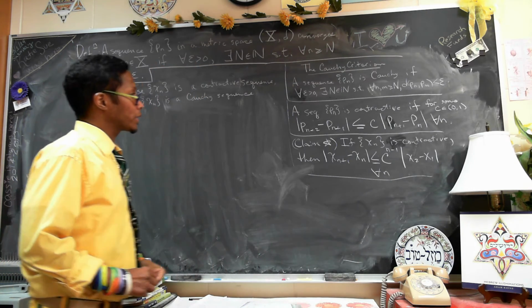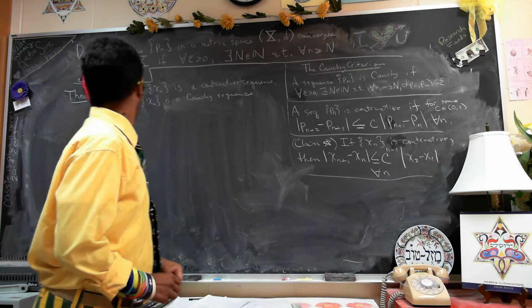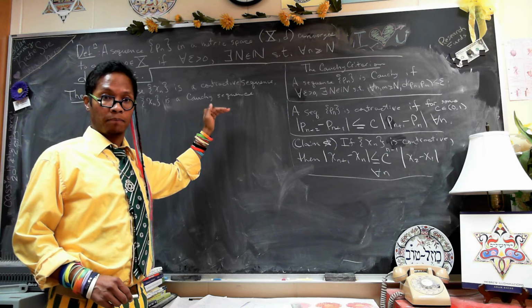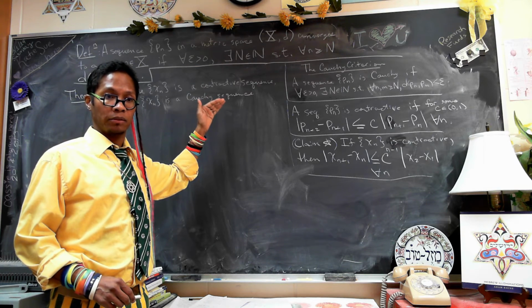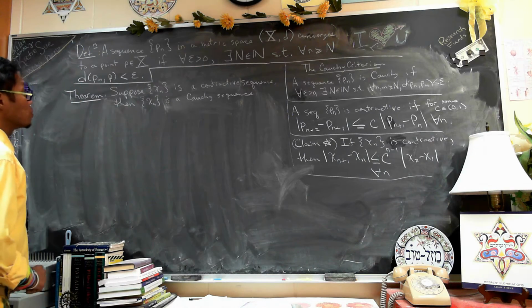And then we had this claim that the sequence is contractive if this condition holds. So I'm going to prove now that every contractive sequence is Cauchy, and hence in complete metric spaces those sequences will converge, such as in R. So proof.